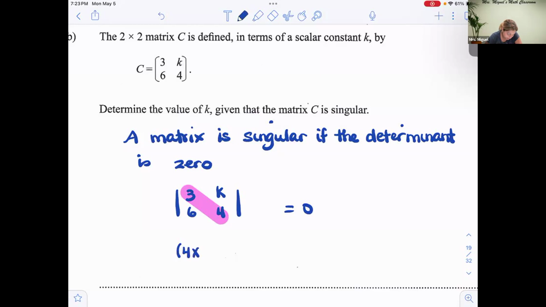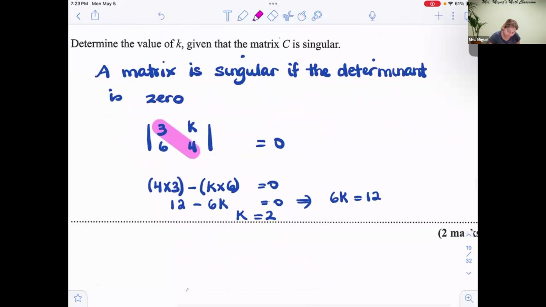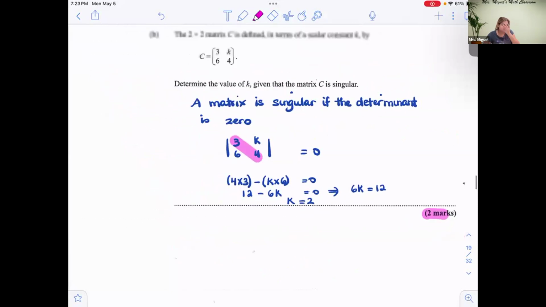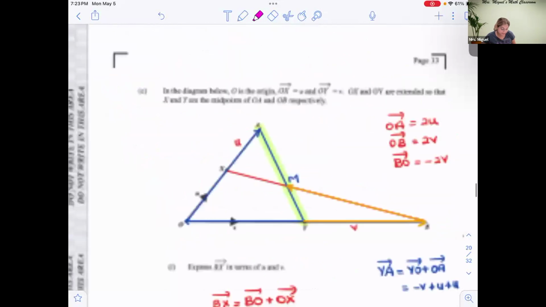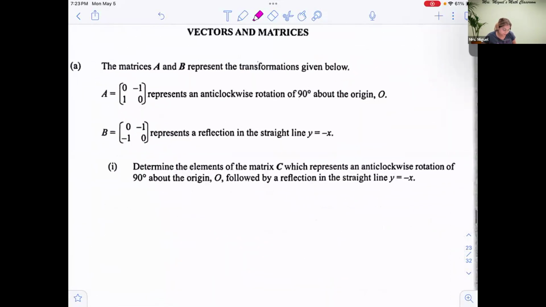So it's 4 by 3, subtract K by 6. So 12 minus 6K is 0. So this means 6K is 12, K is 2. And I think that is 2 marks, right? So we do anything that they could bring, any and everything. All right, so this is the last one.